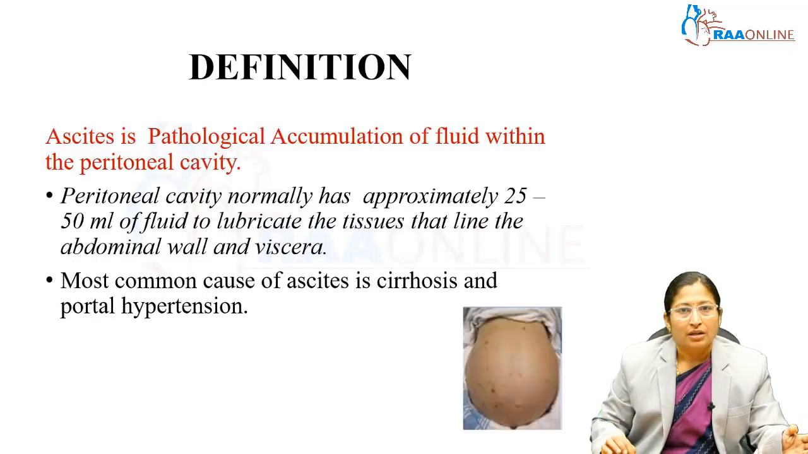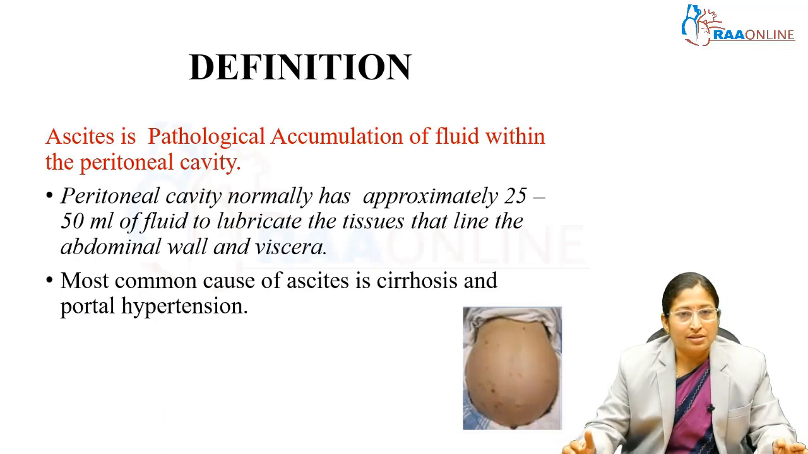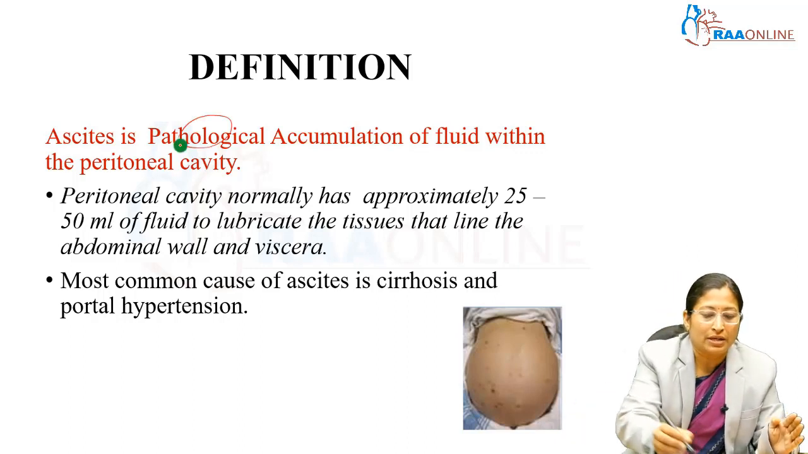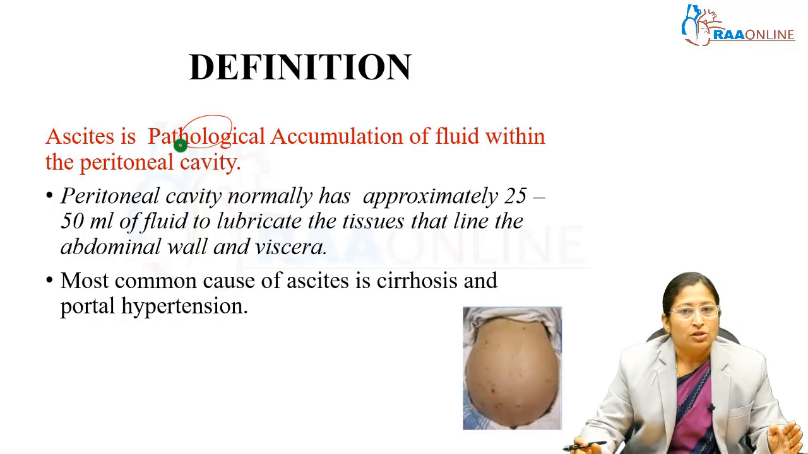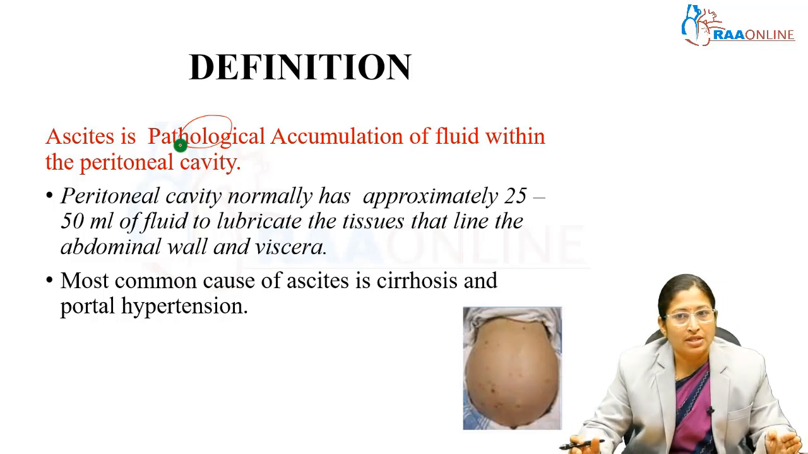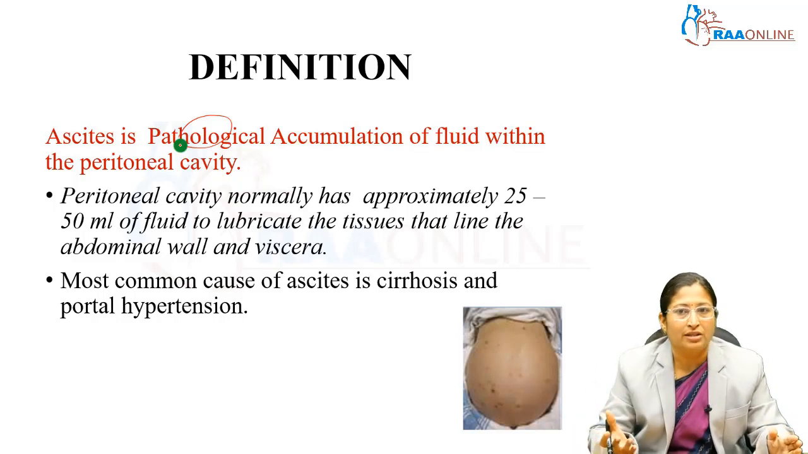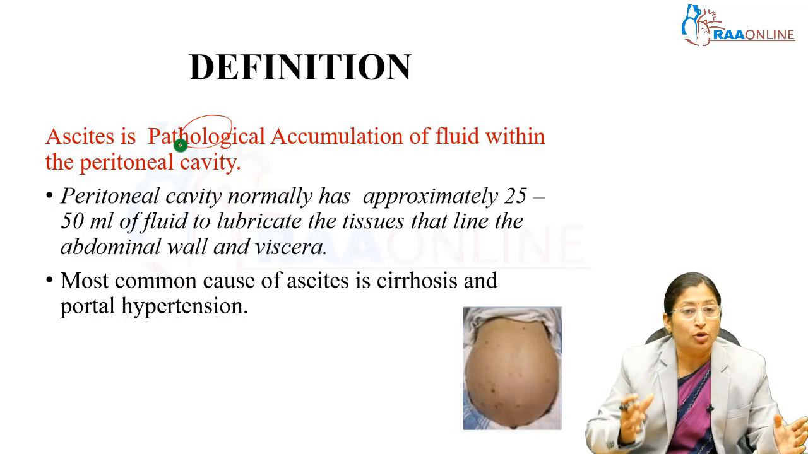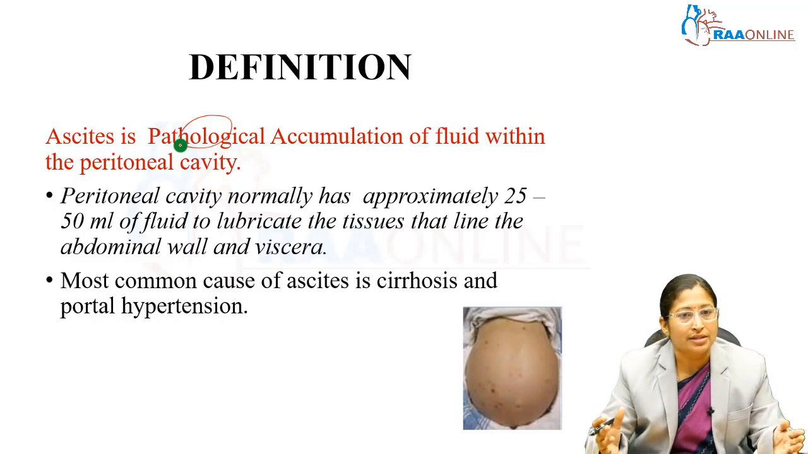Okay. So what do you mean by ascites? Ascites is pathological accumulation of fluid within the peritoneal cavity. So the term pathological is very important. Normally we know the peritoneal cavity has around 25 to 50 ml of fluid to lubricate the tissues which line the abdominal wall and the viscera. So when this amount of fluid becomes pathologically increased, then we call it ascites.